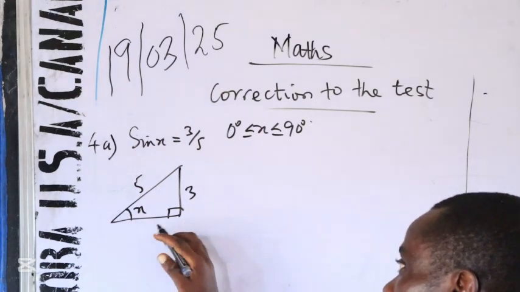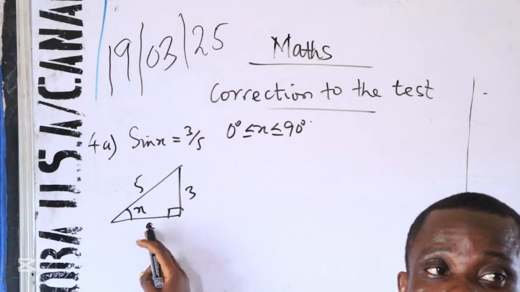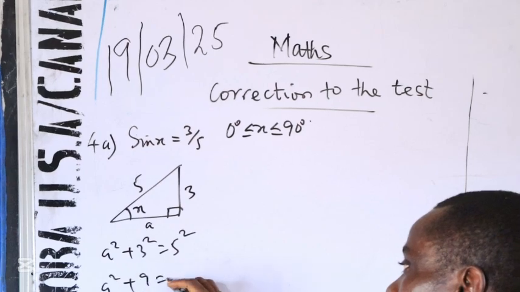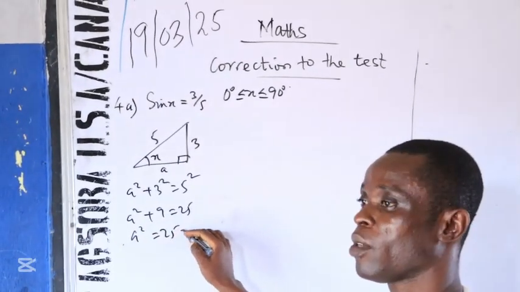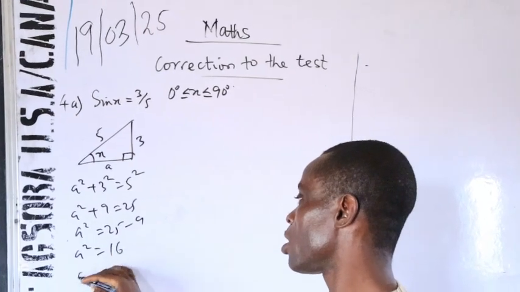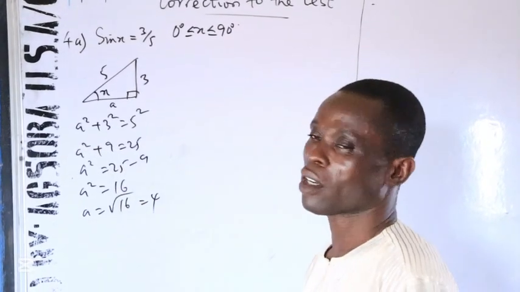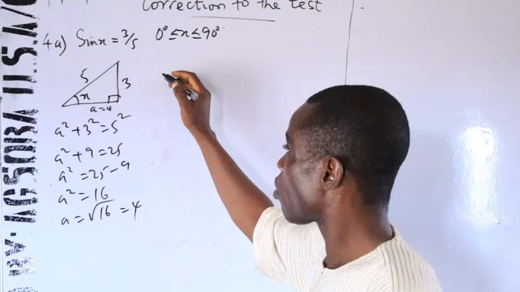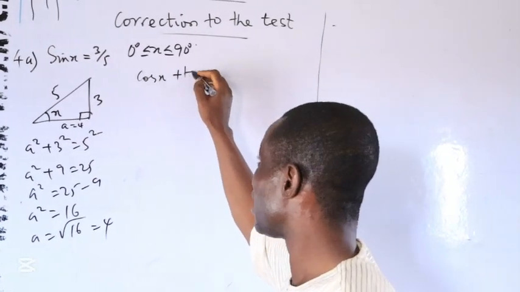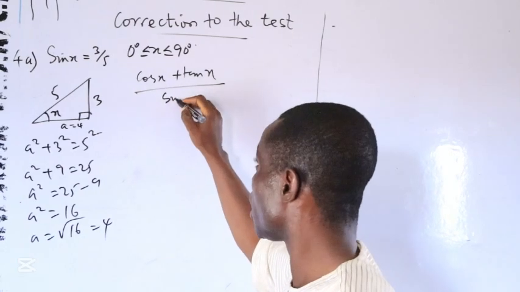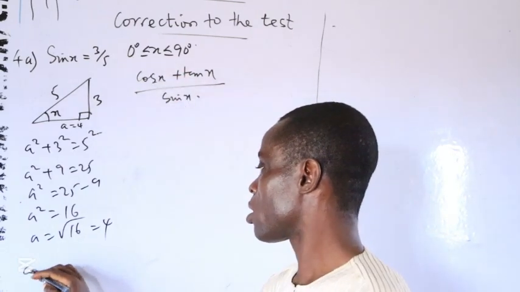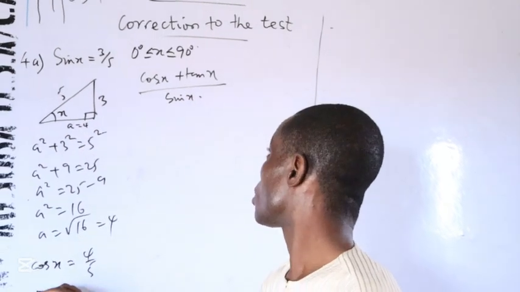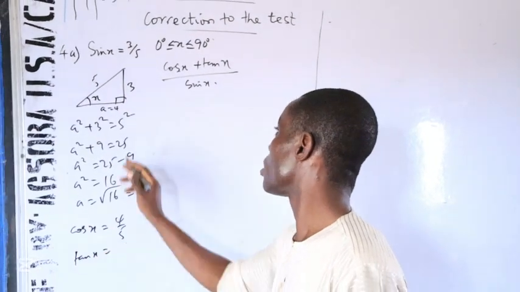Opposite over hypotenuse. So you can use A to represent this, so that I can get this side. A squared plus 3 squared is equals to 5 squared. A squared plus 9 is equals to 25. A squared is equals to 25 minus 9. A squared is equals to 16. A is equals to square root of 16, and that is 4. So if this one is 4, and from the question we have cos x plus tan x all over sin x. I need cos x. Cos x is 4/5. Tan x is 3/4.